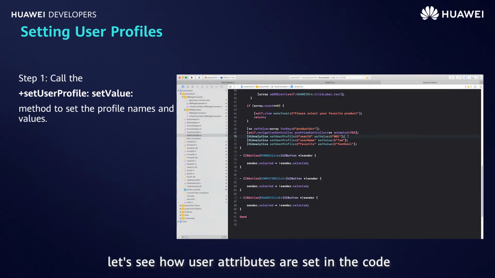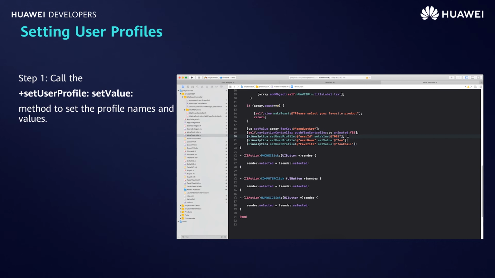Now let's see how user attributes are set in the code. Quite simple. What we do is to call the setUserProfile setValue method of the HiAnalytics object. The first parameter is the attribute name. The second parameter is the attribute value. Okay, that's all for the device-side APIs.